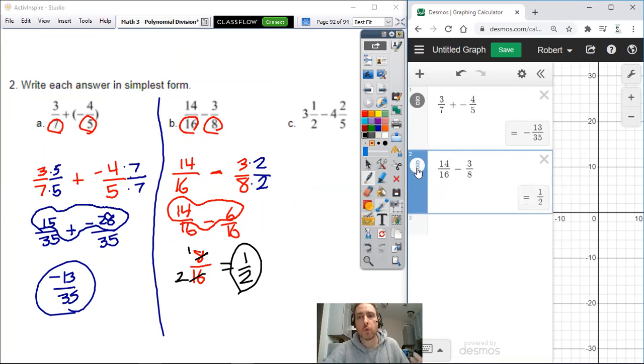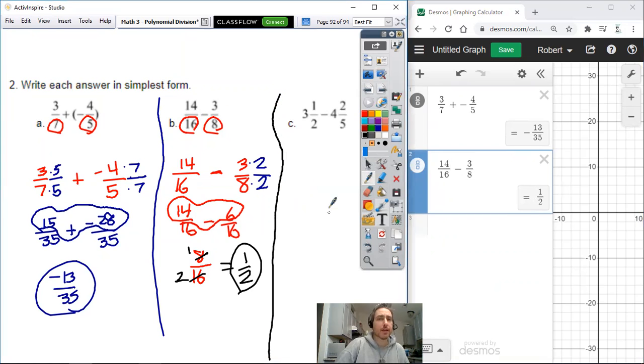.5, 1/2. All right, letter C, we got 3.5 minus 4 2/5. Again, we're going to convert to an improper fraction, so it's multiply and add, so it's 6 plus 1, 7/2. 4 times 5 is 20, plus 2, 22, 22/5.